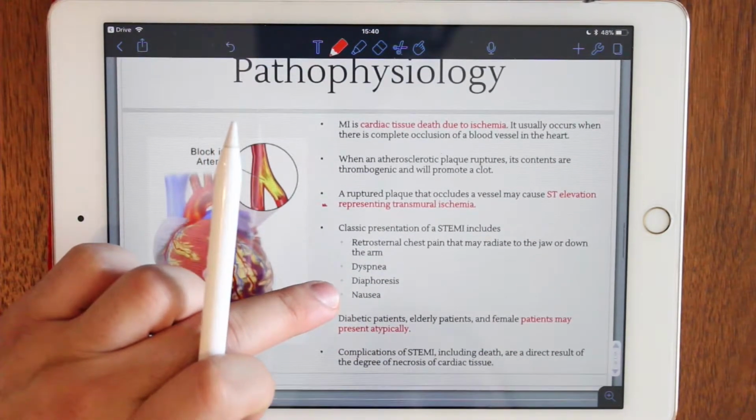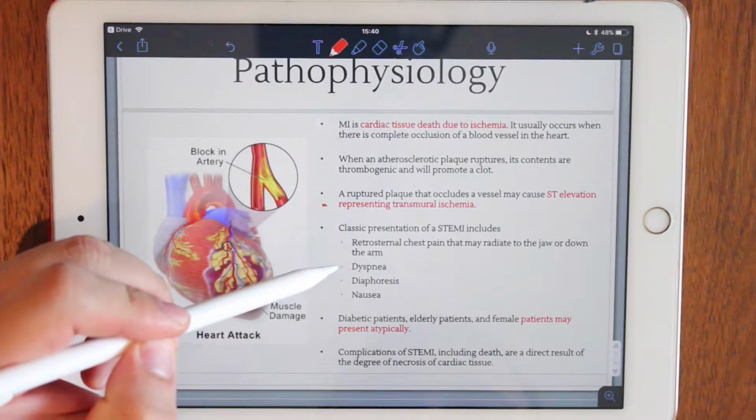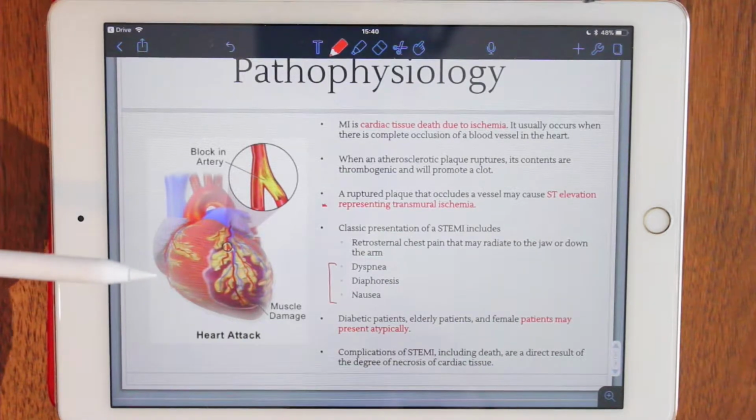Typically, these patients will present with central crushing chest pain that may radiate to the jaw or arm, but diabetic patients, elderly patients, and sometimes female patients might get atypical presentations like dyspnea, diaphoresis, and nausea.